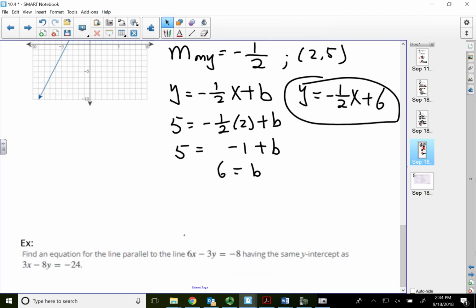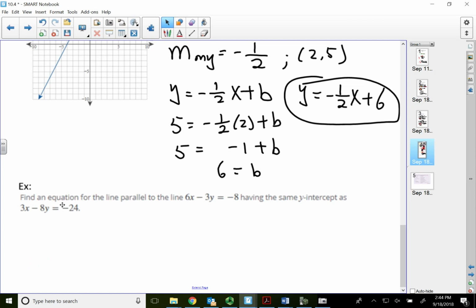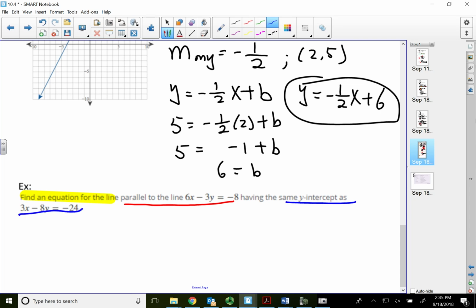All right, this one is a little bit trickier. Find an equation of the line again. This time, there is no graph either. Find the equation for the line that's going to be parallel to this line, and my line is going to have the same y-intercept as this other line. So basically, I'm going to use parallel to get my slope.